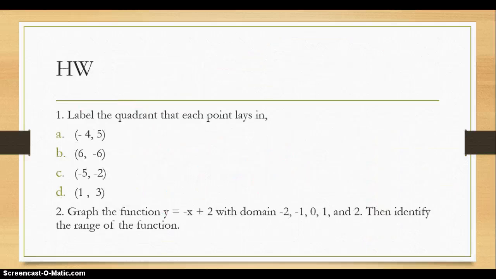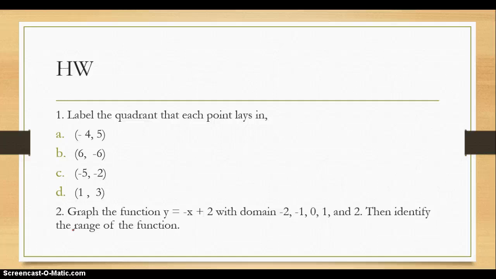Okay, so your homework, label the quadrant that each point lies in. So you're going to tell me, look at the point -4, 5, tell me which quadrant that will fall in. So A, B, C, and D, and then 2, graph the function y equals -x plus 2 with domain -2, -1, 0, 1, and 2, and then identify the range of the function.